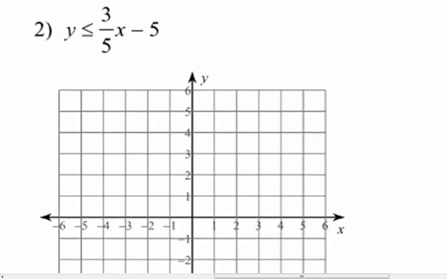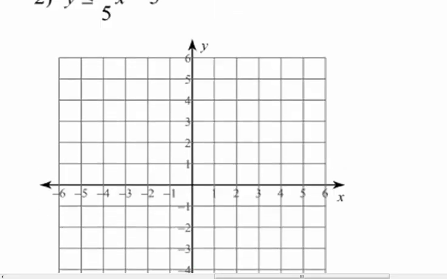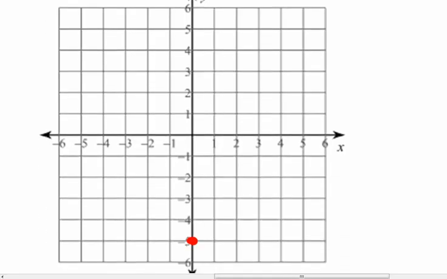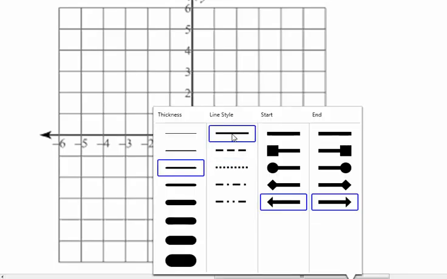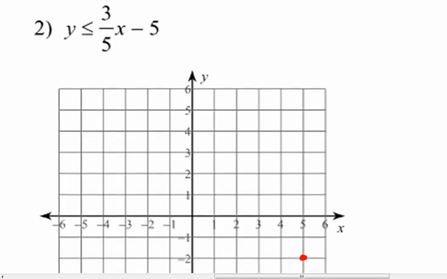And now I want to do number 2. So y is less than or equal to 3/5 x minus 5. First of all, we have a y-intercept of negative 5, and we have a slope of 3/5. So that means we rise 3, run 5. There's our second point. So now we can draw a line through these, and it's going to be a solid line this time because y is less than or equal to.